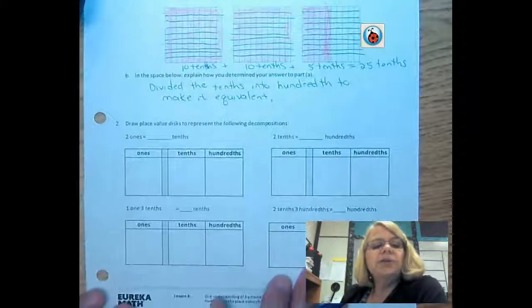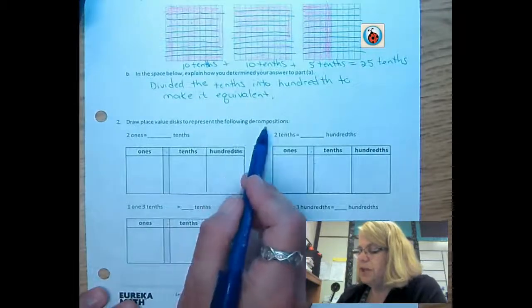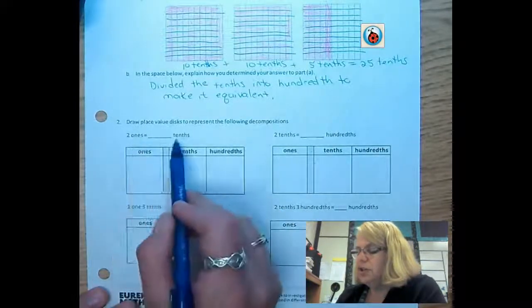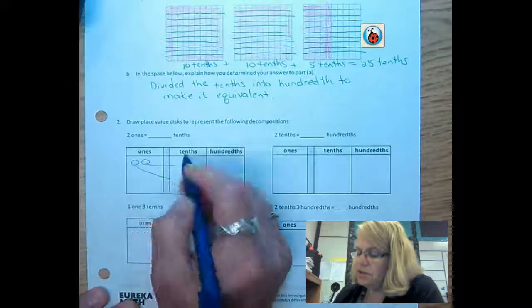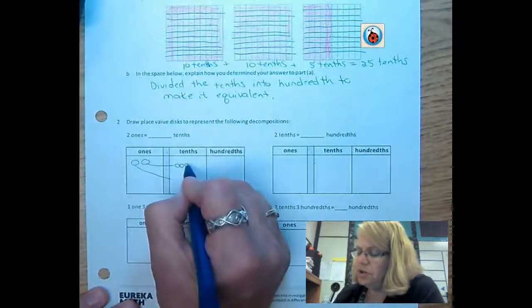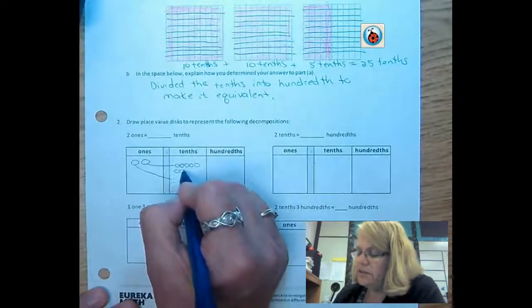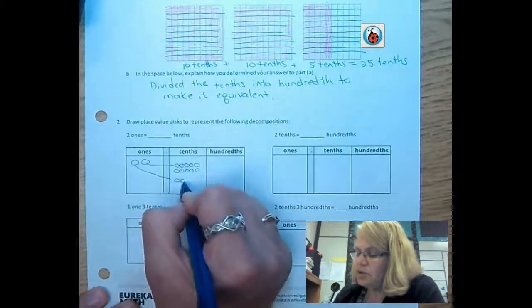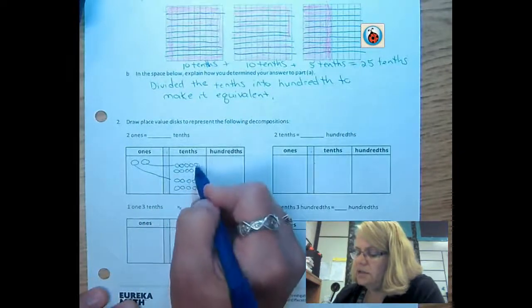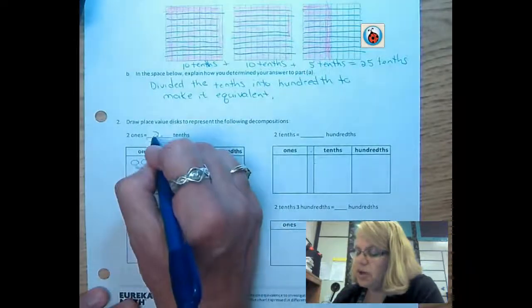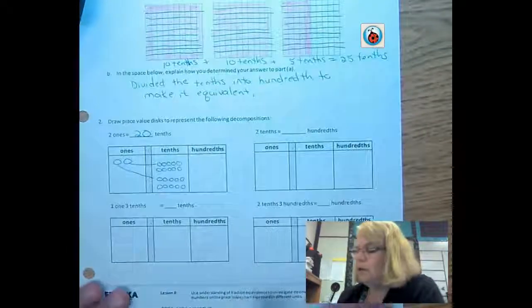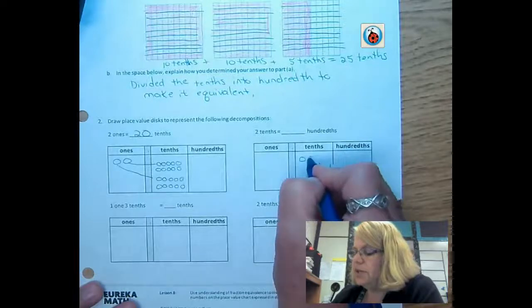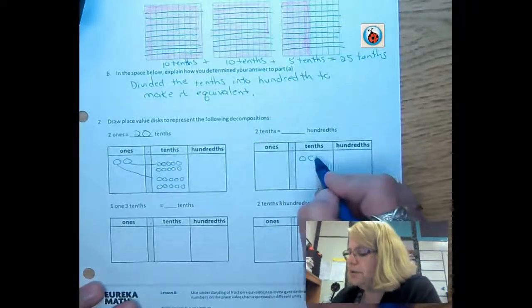Okay. Number 2, draw a place value disk to represent the following decomposition. 2 ones into tenths. So if we have 2 ones, we're going to take each one of those and we're going to make 10. 1, 2, 3, 4, 5, 6, 7, 8, 9, 10. Again, 1 through 10. So how many do we have? 20 tenths.